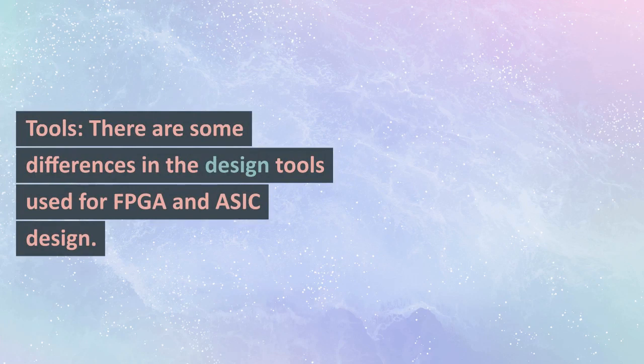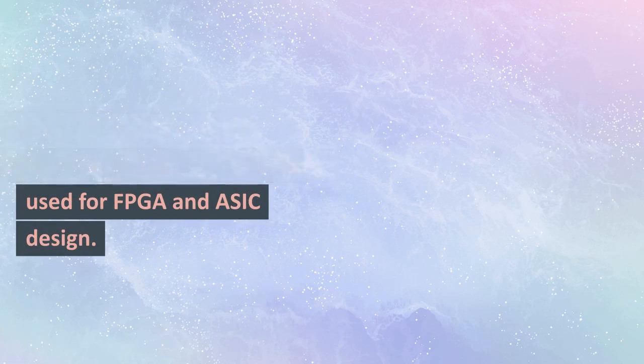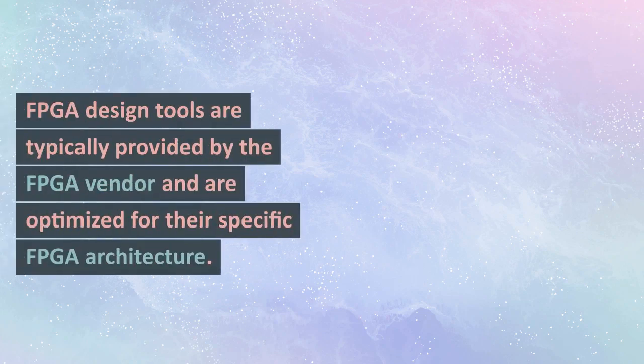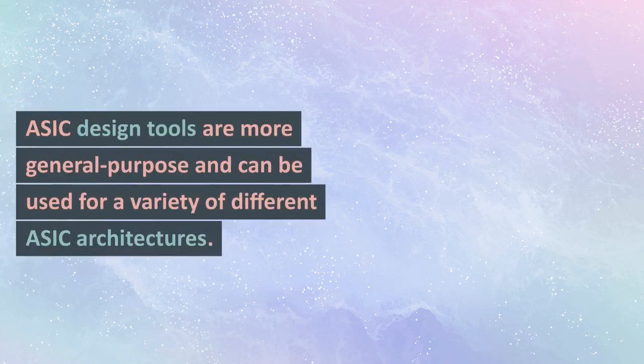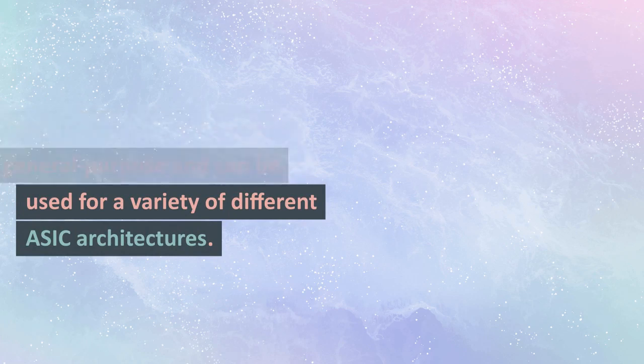Tools. There are some differences in the design tools used for FPGA and ASIC design. FPGA design tools are typically provided by the FPGA vendor and are optimized for their specific FPGA architecture. ASIC design tools are more general purpose and can be used for a variety of different ASIC architectures.